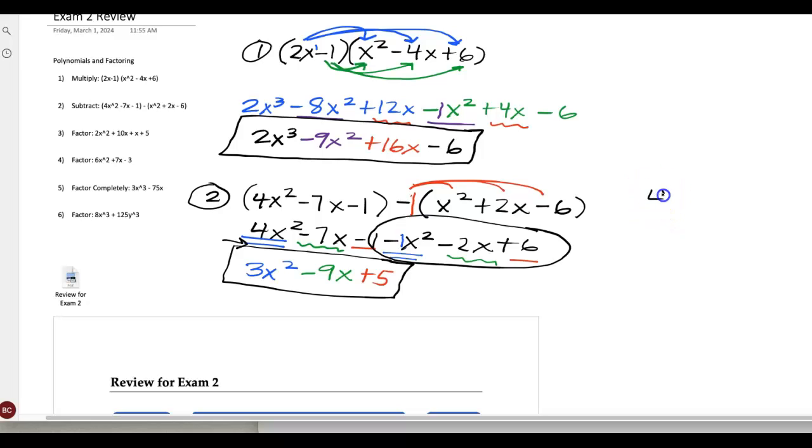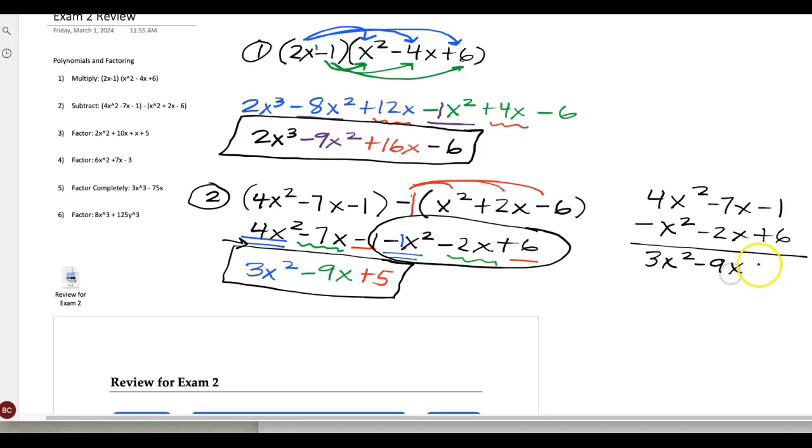So let me show you what I mean by that over here. If I had 4x squared minus 7x minus 1, and then sometimes people like to put that negative x squared minus 2x plus 6, then it's just a little bit easier to get those like terms, because they're lined up there. So you could do it this way even, if that makes a little bit better sense for your brain. However you want to show your work, just make sure that some work is shown, because that's how I can give partial credit on this.